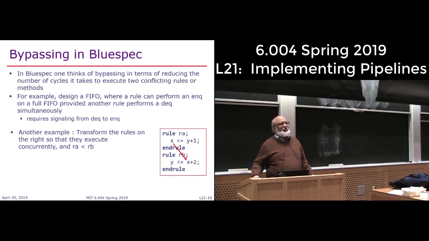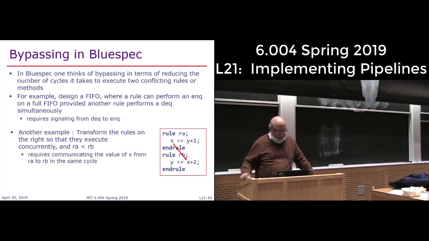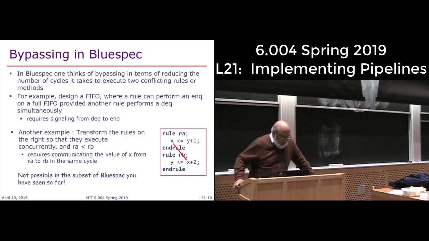So that I can execute these rules simultaneously, right? Can I somehow pass the value of X from this rule to the next rule? Because if I could, then I can say, yeah, I can execute them in parallel. But I don't know how to do that, right? There is no way I have shown you to pass values from one rule to another rule in the same cycle. Of course, the value can be passed in the next cycle. But by concurrent execution, what we mean is we want this to happen right now, simultaneously. It requires communicating the value of X from RA to RB in the same cycle. And this is not possible. None of this is possible in the Blue spec you have seen so far.